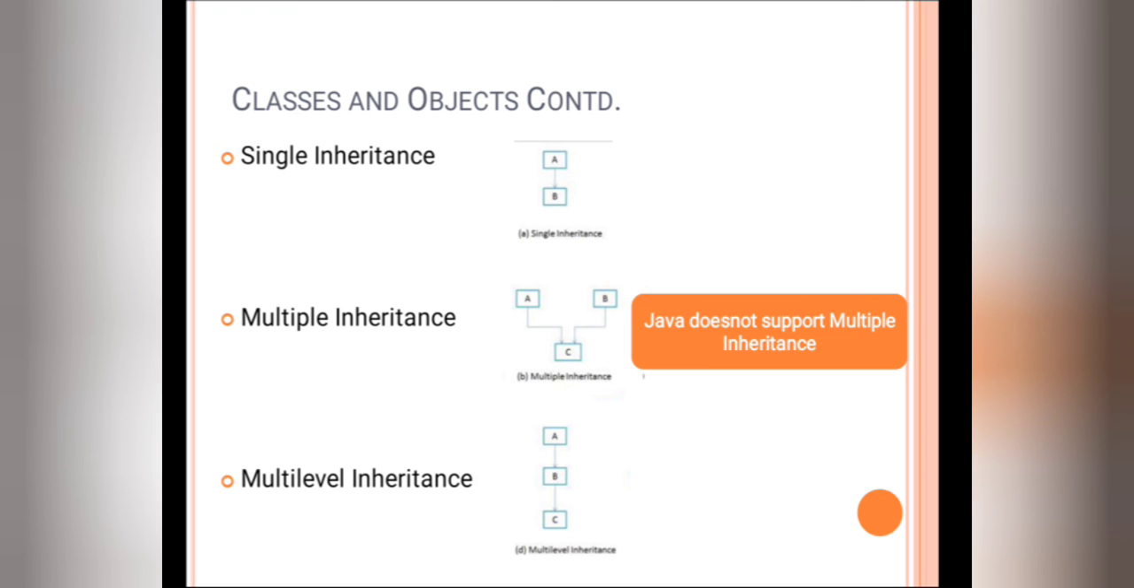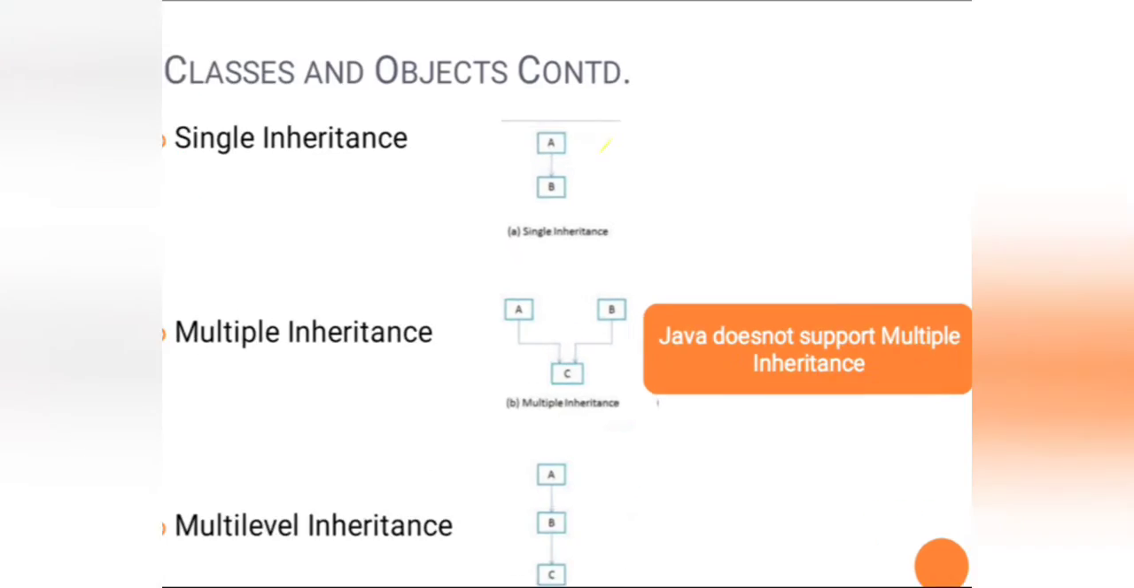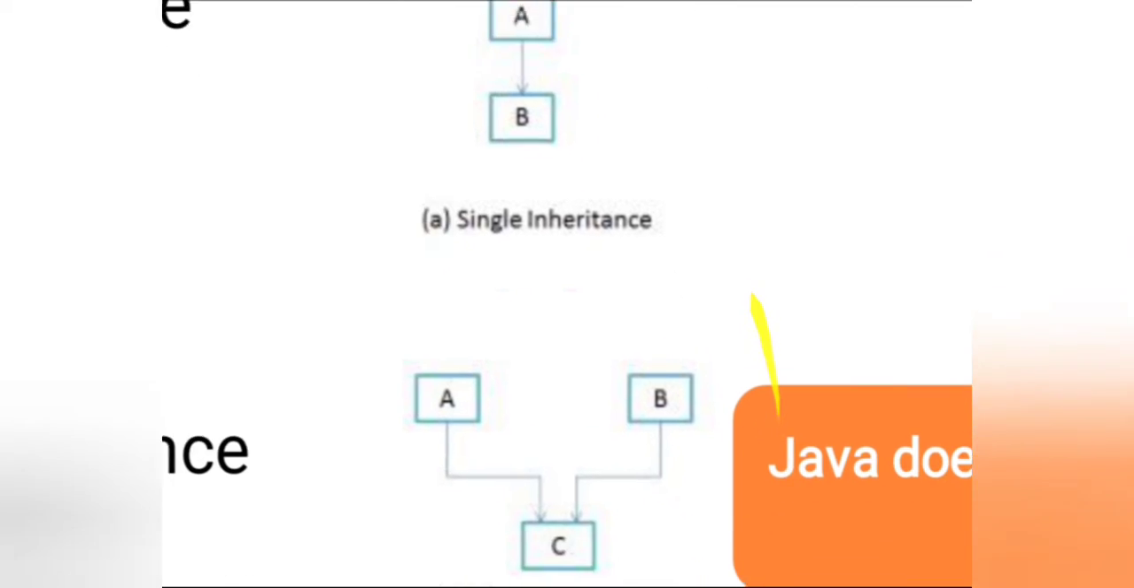Before the last topic, there are different types of inheritance: single inheritance, multiple inheritance, and multi-level inheritance. In single inheritance, one class B is derived from class A. Whatever attributes and functions of class A are there, based on the access modifiers, can be used by class B. So this is simple single inheritance.